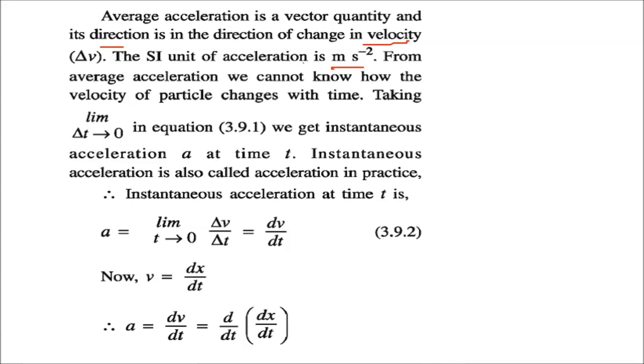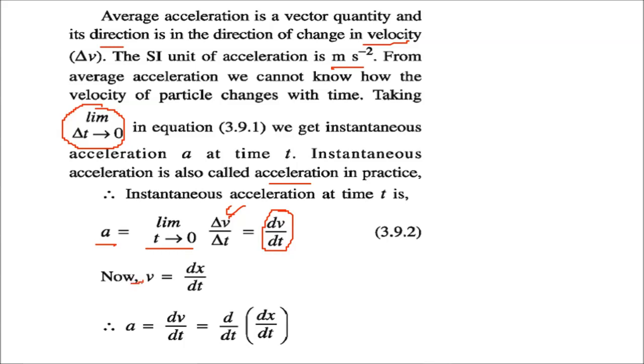In order to find the average acceleration, we cannot know how the velocity of the particle changes with time. So when we take the limit delta t tends to 0, we get the instantaneous acceleration at time t. Instantaneous acceleration is called simply acceleration. So this acceleration at time t will be the limit as delta t tends to 0 of delta v by delta t, and this is given by dv by dt.